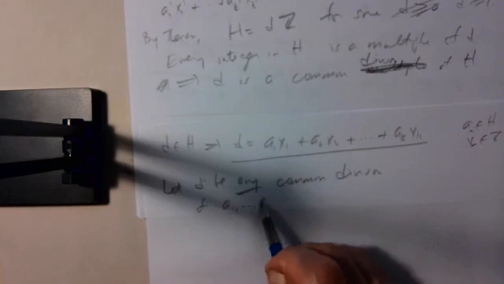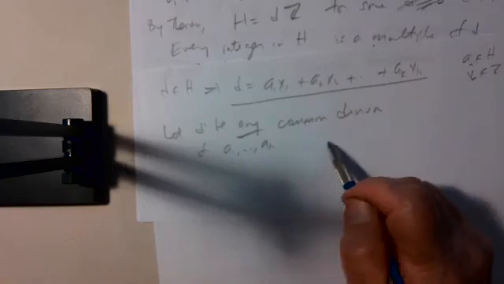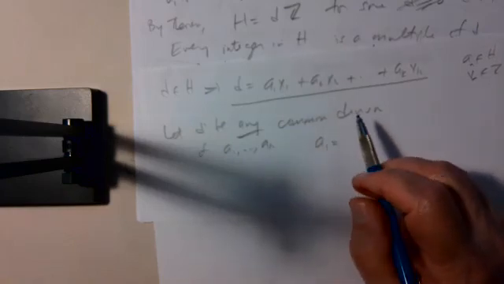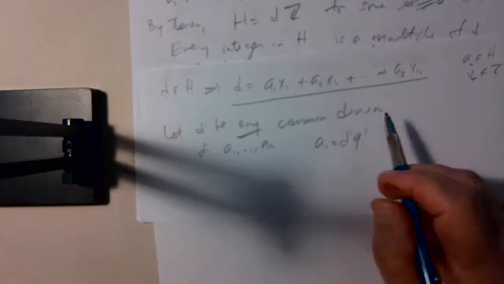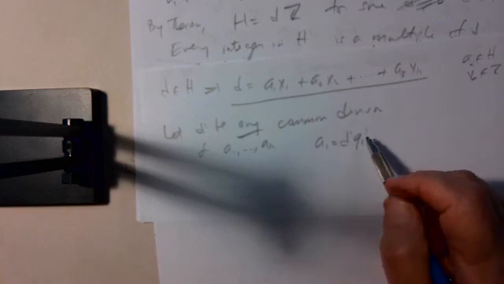Let D prime be any common divisor of A1 up to A sub k. That means you can write every one of these A sub i's, like A1 is D prime times Q1. And A2 is D prime times Q2 and so forth. AK is D prime times QK.